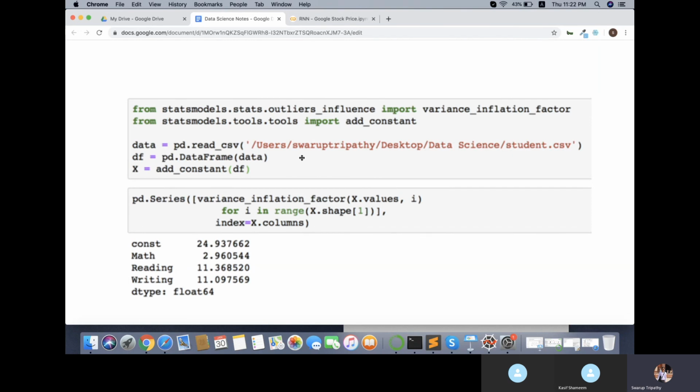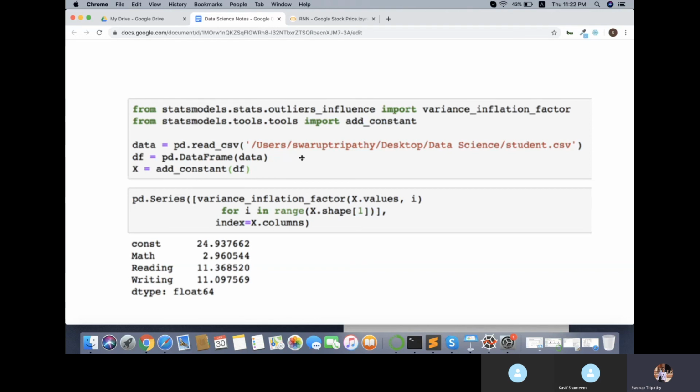Next, we create a series where we are calling variance inflation factor and passing all the values. We are writing a loop: for i in range of X.shape[1], meaning for all the columns it has to pick values. The first column is your constant, then next is math, then read, then write. For math it will pick all the values and do the VIF test on that, and again it will pick reading, then writing.